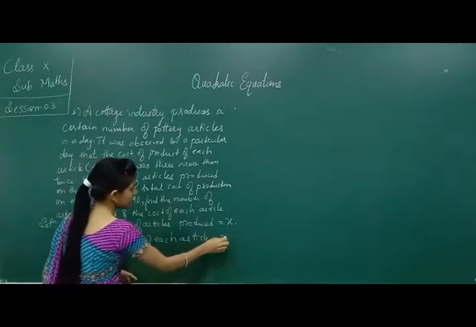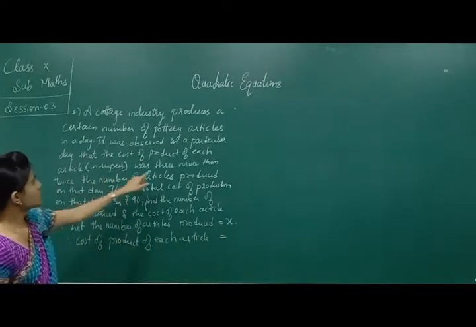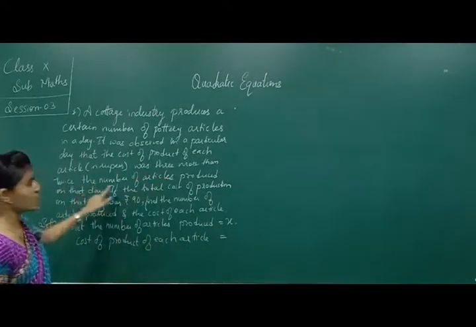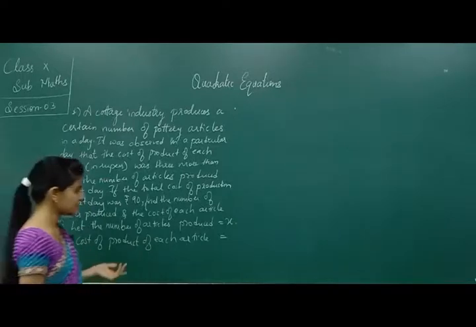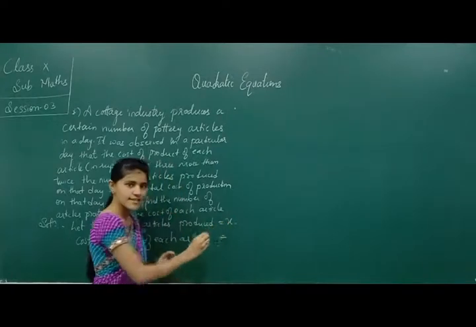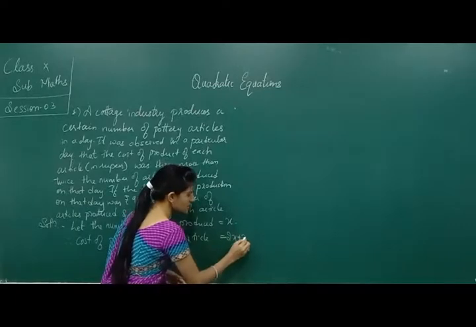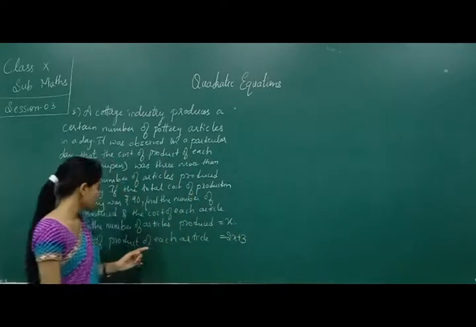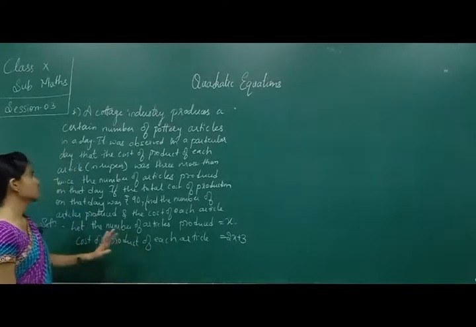It is how much? Well, 3 more than twice the number. 3 more means we need to add plus 3. Twice means how much? Whatever the number we have, x, it's just twice. In the sense we got 2x plus 3. What is the cost of production of each article? It is 2x plus 3.